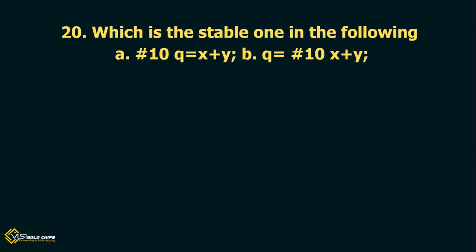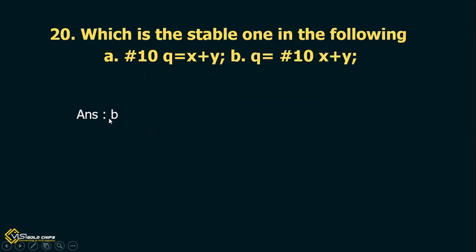And the next question is, which is the stable one in the following? #10 q = x + y, or q = #10 x + y. And the answer is B. So here the values will be taken for x and y. It will have time to settle. It will calculate, then wait for 10 time units, and then be assigned to the left hand side. So there is no data loss in case of q = #10 x + y.